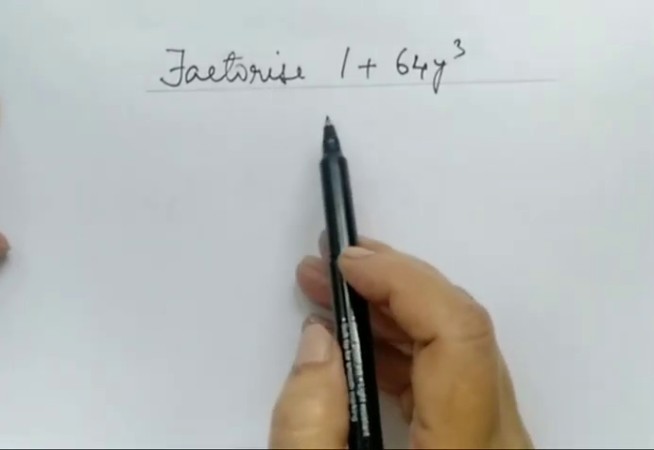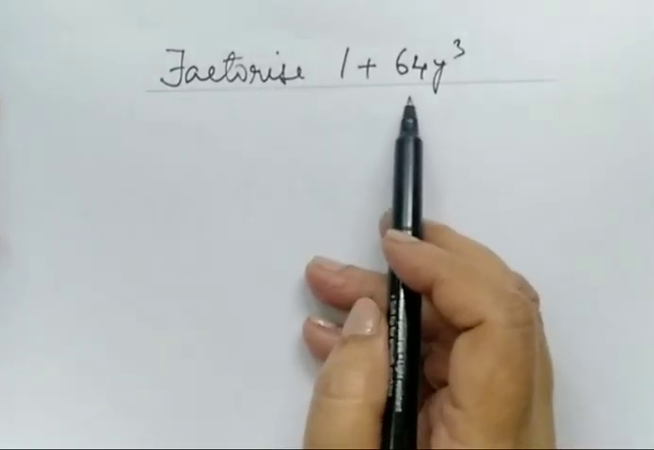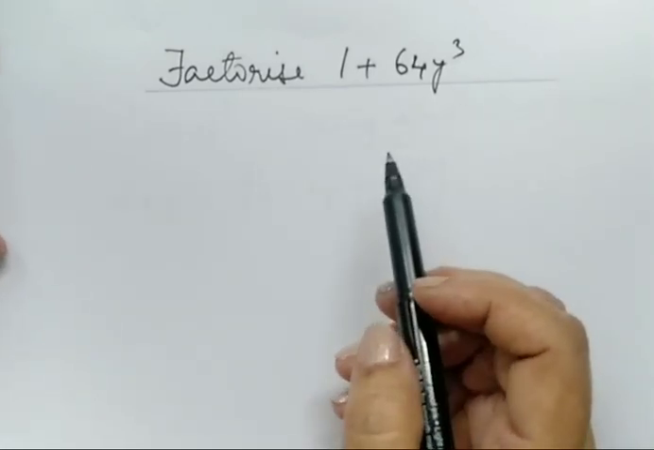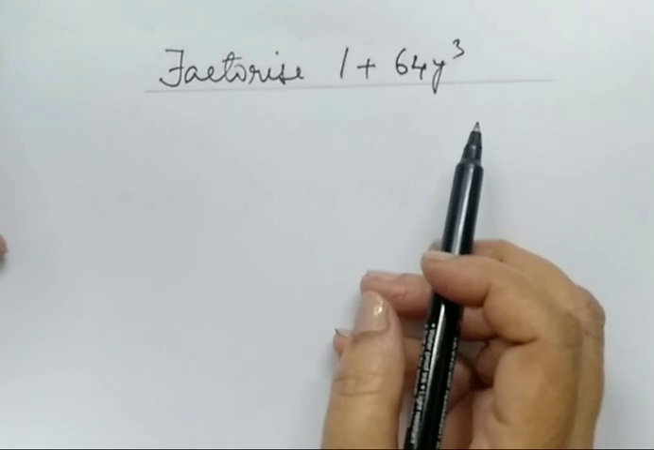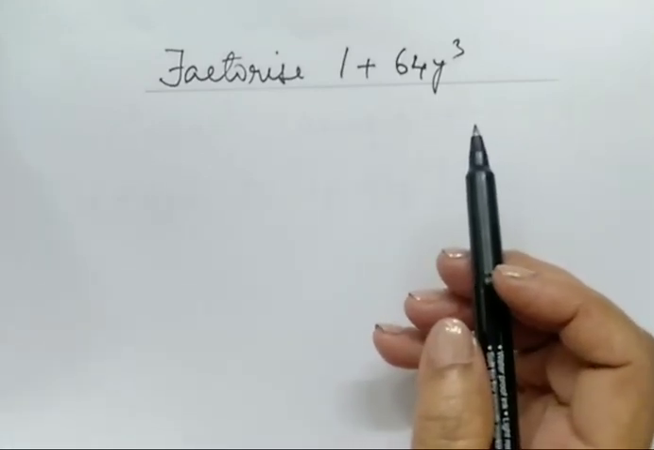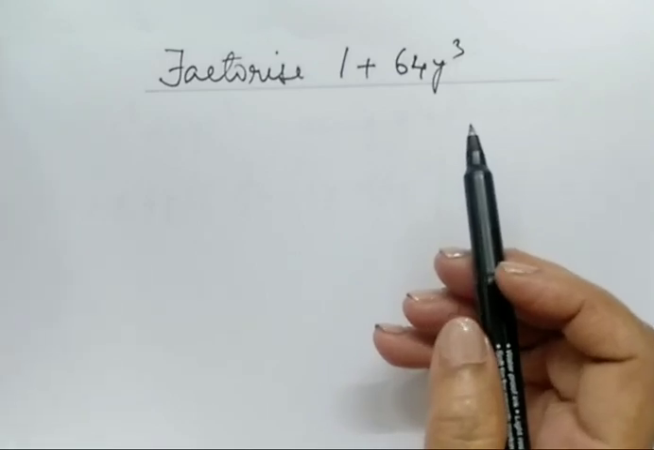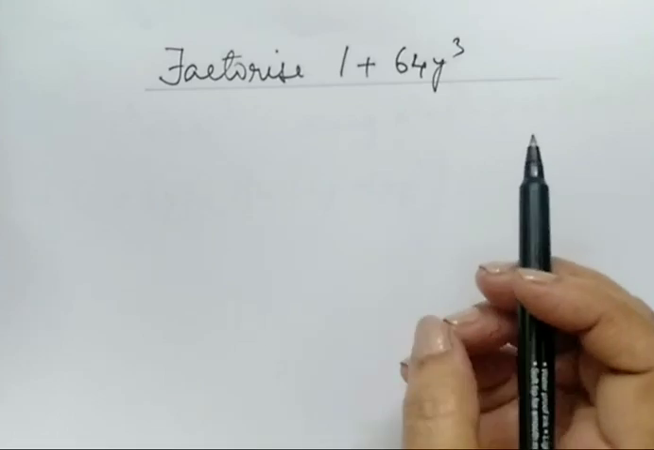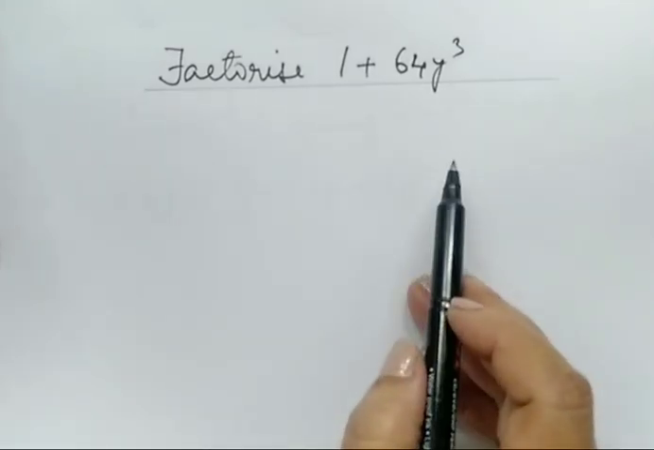Hi guys, so here 1 plus 64y cube needs to be factorized, and any idea which identity we are going to use to do so? Any idea guys? I'm sure there must be so many in your mind, which of course I can't hear, but at least while I work it out you can get confirmed from your end.